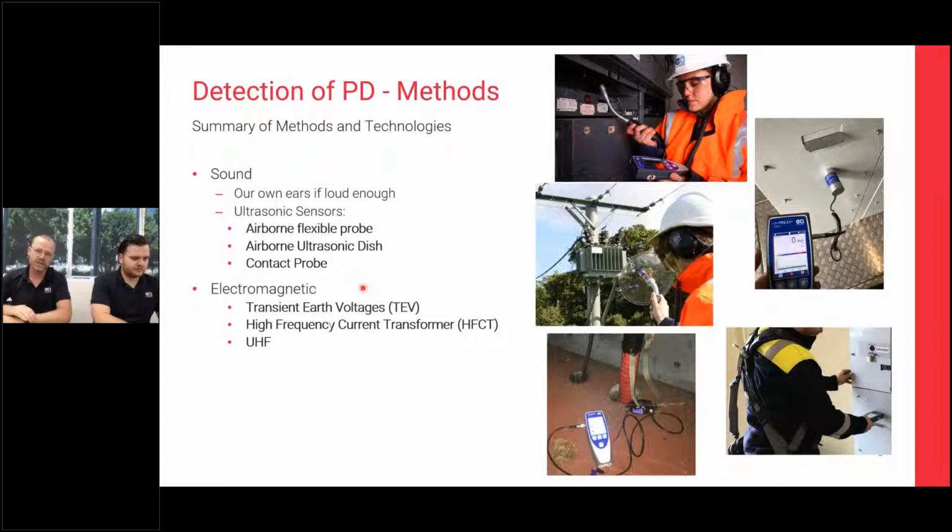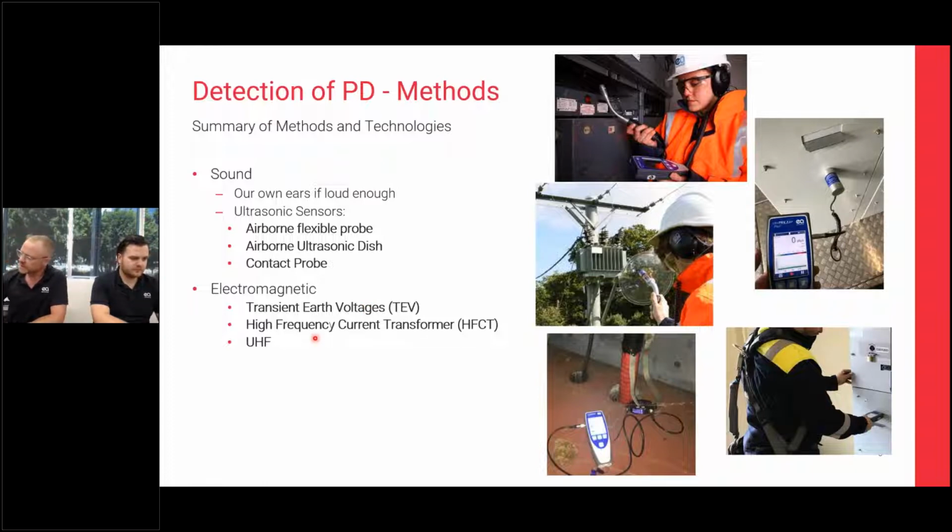It will travel on things that are conductive. It'll travel through the air, and we can use a range of different sensors to find that electromagnetic energy. The first one we use is the TEV sensor. So at the end of this instrument, there's a sensor that we hold up against the outside of switchgear, the outside of high voltage cables, to find TEV signals, or transient earth voltage signals.